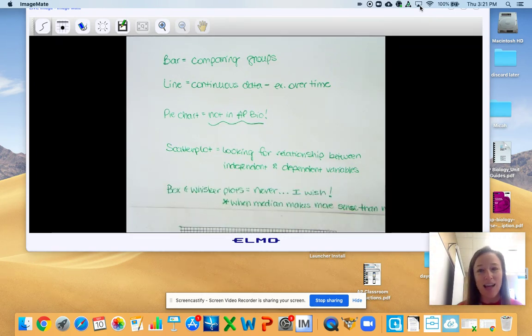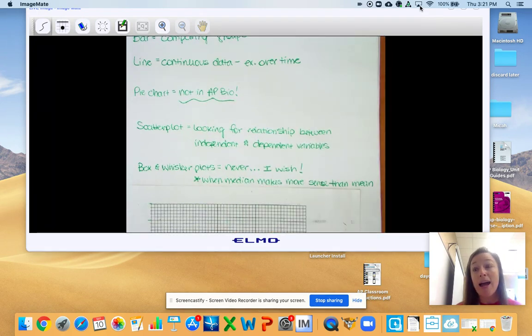Box and whisker plots, I wish I could tell you that we never do these. I have literally never done one of these. The best explanation I can give you is that we would do these when the mean doesn't make sense. For example, if we look at geography majors from the University of North Carolina and their average salaries, the mean is something like in the hundreds of thousands of dollars. Well, geography majors don't make a lot of money, generally speaking. But Michael Jordan was a geography major, so he is skewing that mean.